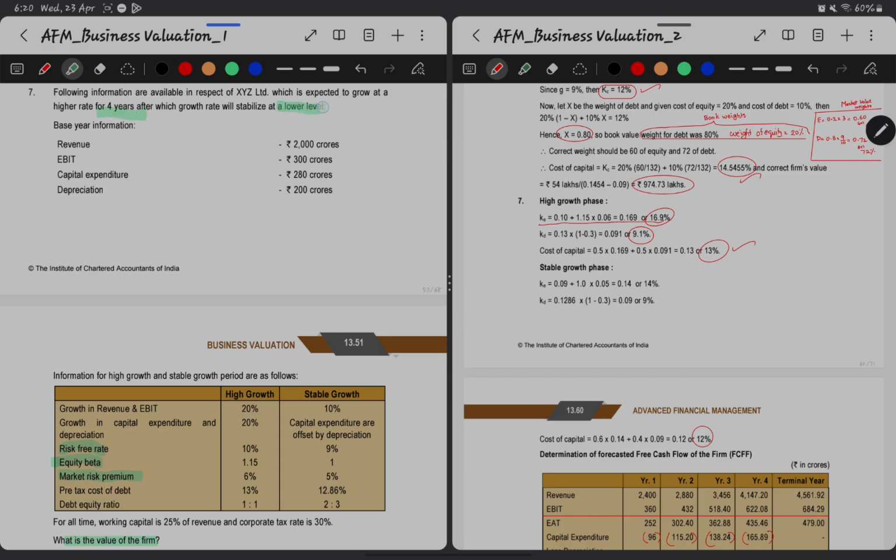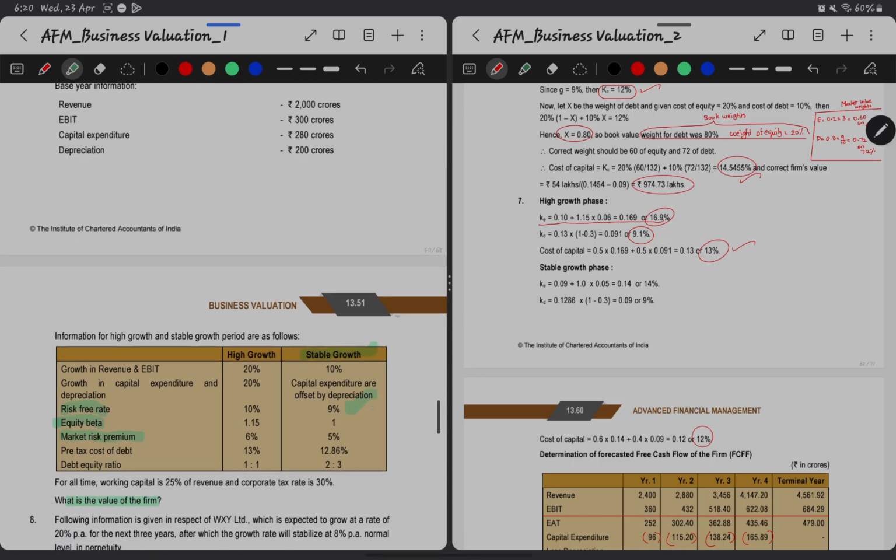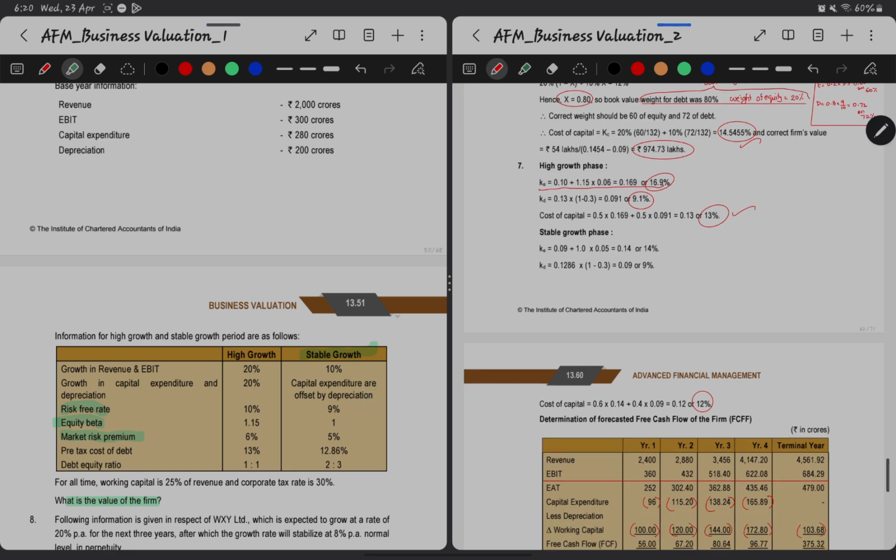After that, it will stabilize at a lower rate. So the stable growth rate also we have to find out now. For that, we again have the risk-free rate, equity beta, and market risk premium. We can find out the KE using these values with the CAPM method. So 14 percent is the cost of equity, and for the cost of debt, again the same thing. This is the pre-tax cost of debt. If we reduce the tax percentage, we'll get the cost of debt, which comes to 9 percent.